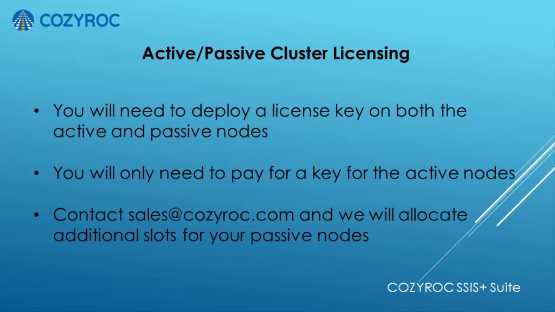If you have clusters with active and passive nodes, you're probably wondering how the licensing works for that situation. You'll need to deploy a license key on both the active and the passive nodes. However, you're only going to need to pay for a key for the active nodes. And you'll need to contact COZYROC, and I suggest using sales@cozyroc.com, and we'll allocate additional slots for your passive nodes. And by the way, this applies to both the Ultimate Subscription and the Perpetual license.